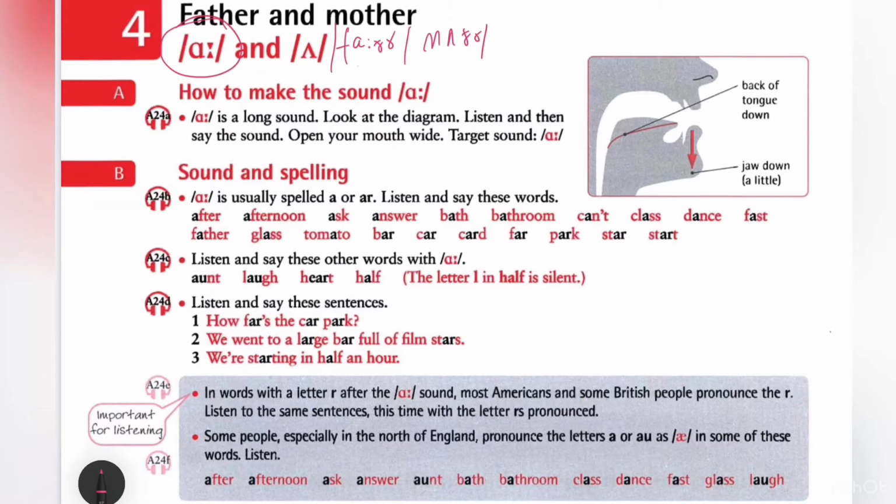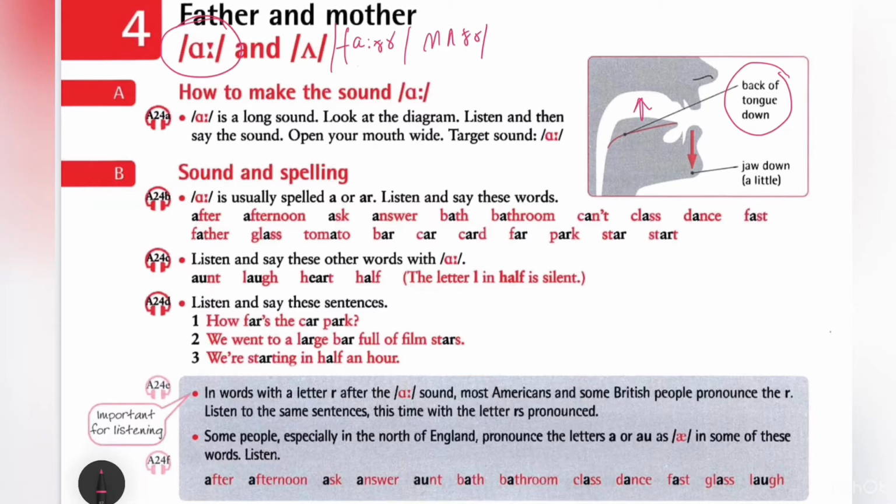So remember that you have here some indications for you to produce it. We have already said that it's a low vowel or a very open vowel because it is very far away from the roof of the mouth, okay? So you produce this sound with the back of your tongue down, okay? And your jaw a little bit down too, sorry.